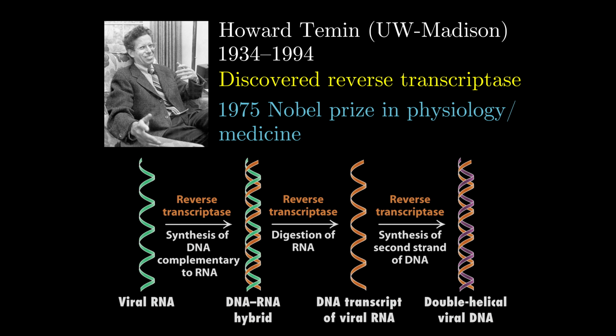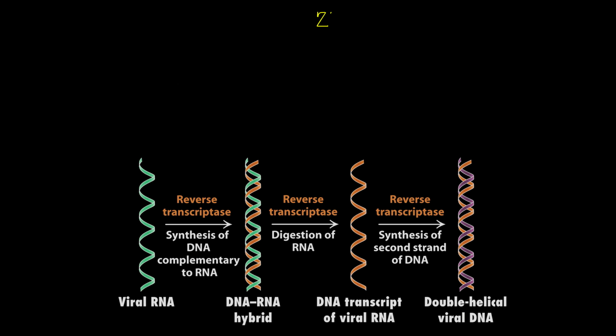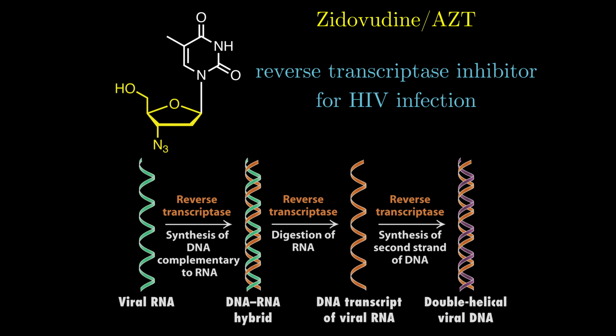Now, one thing to note here is that human cells do not do any reverse transcription in their normal course of business, and so one strategy to treat HIV infection is to inhibit its reverse transcriptase, and one drug that does this is called zidovudine, or AZT. We'll go more into the mechanism of this drug during the nucleotide biosynthesis videos.